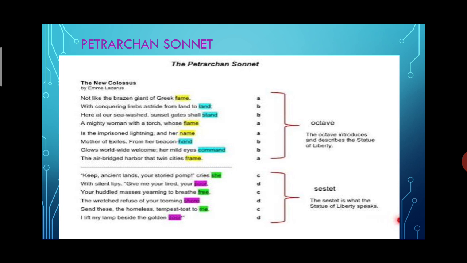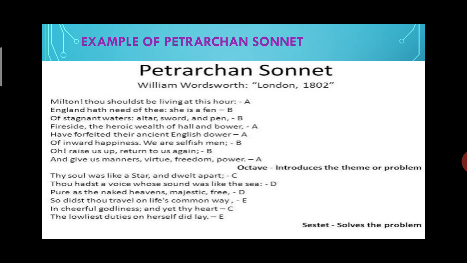So the rhyming scheme of the Petrarchan sonnet, as you can clearly see, is A B B A, A B B A, C D E, C D E, or C D C, C D C. There are two types of difference in the sestet. So rhyming scheme means the hour in the first line rhymes with the bower in the fourth line, the fen in the second line rhymes with the pen in the third line. Similarly, the same sound hour, bower is repeated, fen, pen again is repeated.